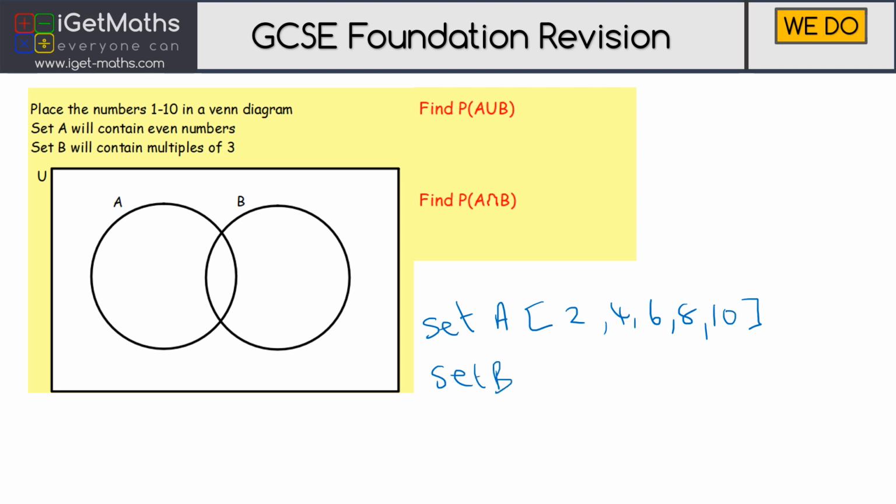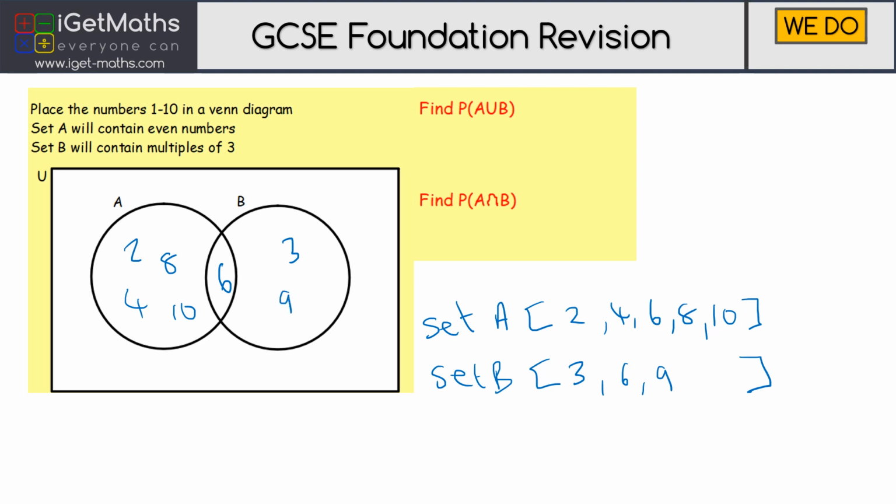And then set B are going to be the multiples of 3. So the multiples of 3 are the 3 times table, so 3, 6, and 9. And then as I try to put my numbers in the Venn diagram, I can see that 6 is in both sets, so that goes in the middle. A has just got 2, 4, it's already got the 6, and then it's got 8 and 10. And B has got 3, it's already got the 6 that is shared, and then it's got 9.